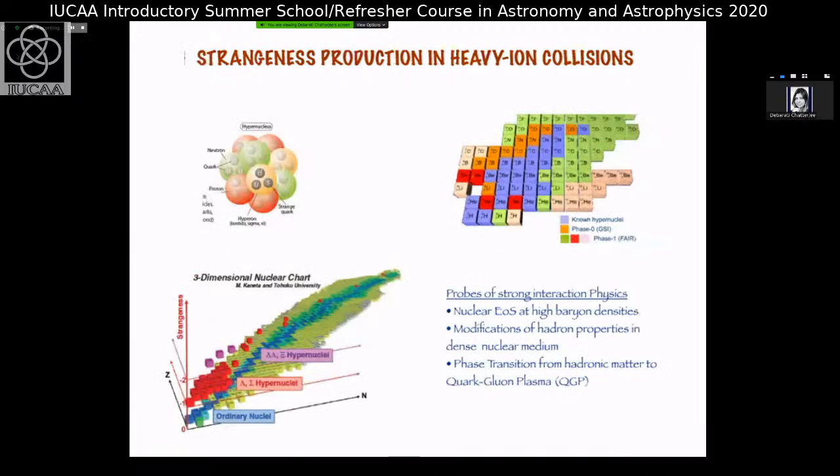Other than this, there is another important aspect of heavy ion collisions, and these are great probes of strong interaction physics. So basically, they tell us about modifications of hadron properties in the dense nuclear medium, about phase transitions from hadronic matter to quark-gluon plasma, and so on. So basically, they probe strangeness production.